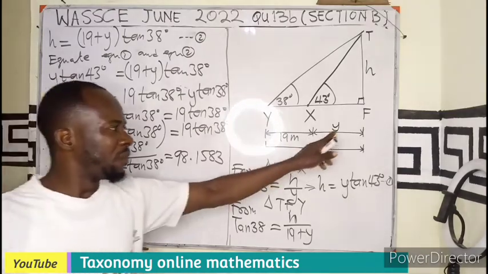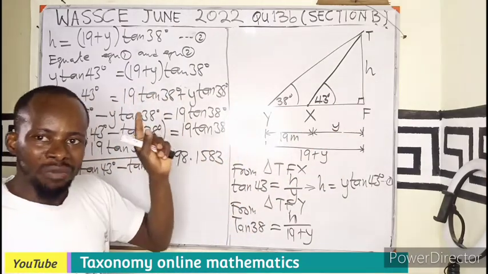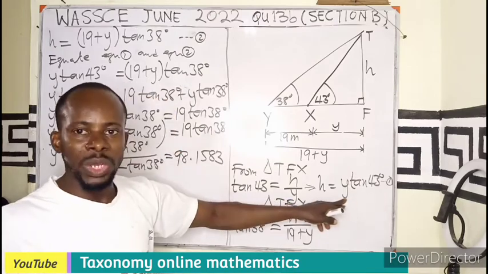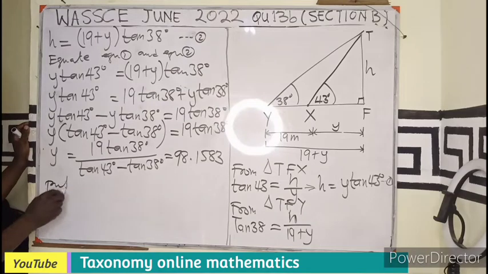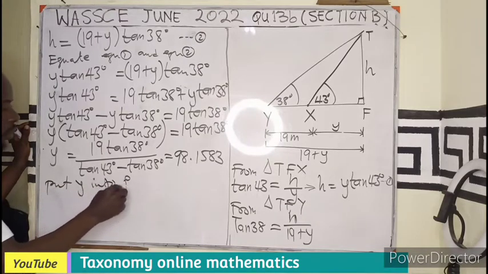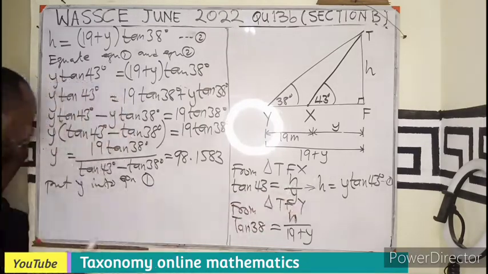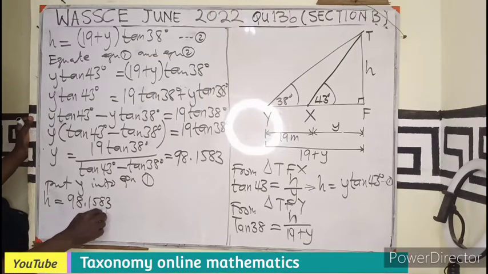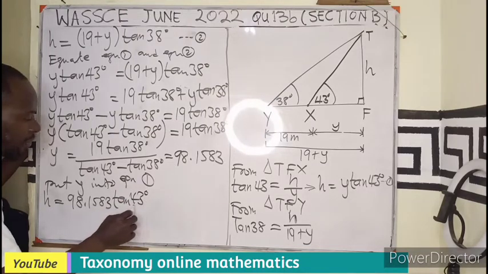But we are not looking for y. We are looking for what? h. So it means we have to send y values back into any of the equations, which will be easy to use equation 1. So now, put y into equation 1. h, which is the height I am looking for, equals y, which is 98.1583 times tan 43 degrees.